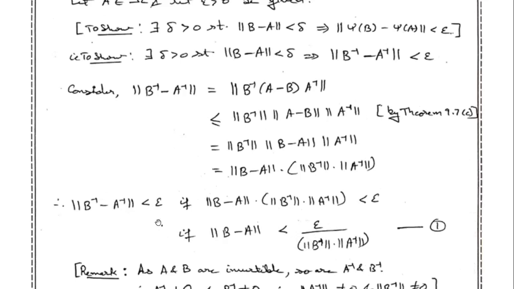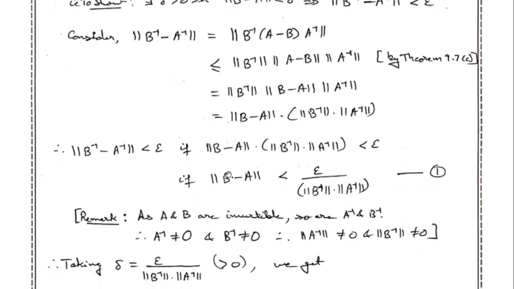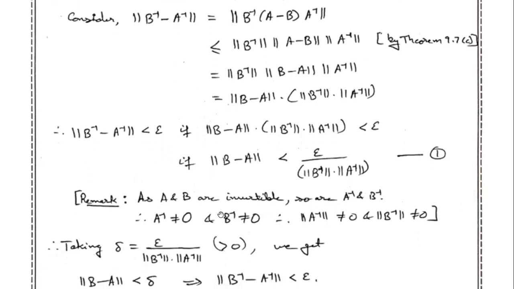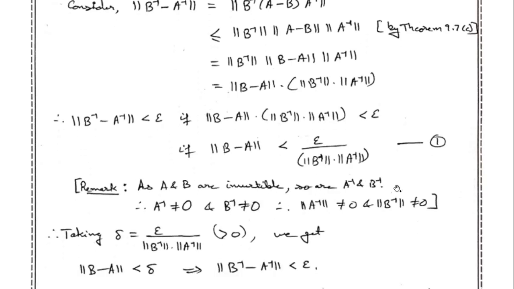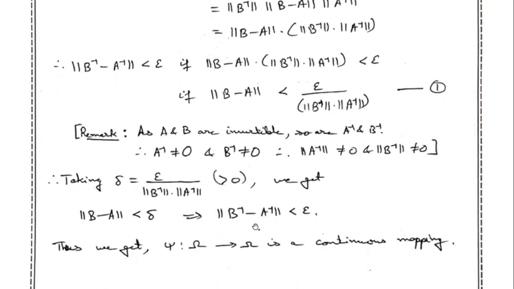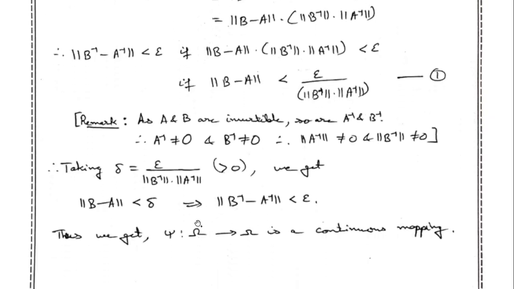So this is less than epsilon if this is less than delta. Let us write it as delta. And that proves that for each epsilon greater than 0, there exists this delta greater than 0, such that this portion less than delta implies this is less than epsilon. So that is what I have already discussed, that how they are going to be non-zero and therefore we can divide it, and that proves our result, that therefore this mapping psi from omega to omega is a continuous mapping.